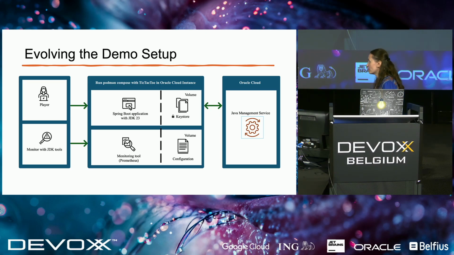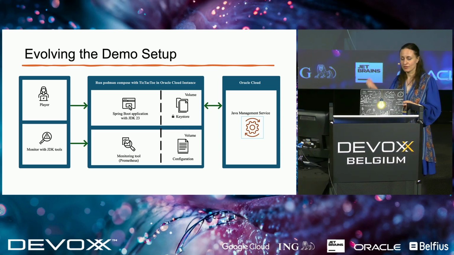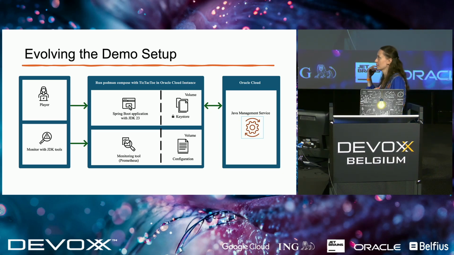So the demo has evolved now. I deployed in the cloud. I'm using Podman Compose for that, running in a VM instance. And I can even get information from my application. I can access it as a player. I can use the monitoring tools in my container. I can even get suggestions on what I can improve on my flags of application from Java Management Service. So a lot of things can be done in the cloud, and it's pretty cool.